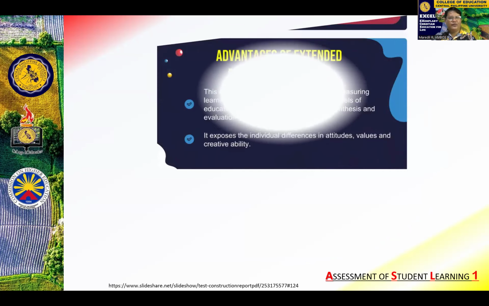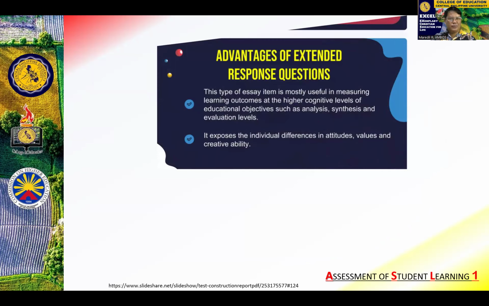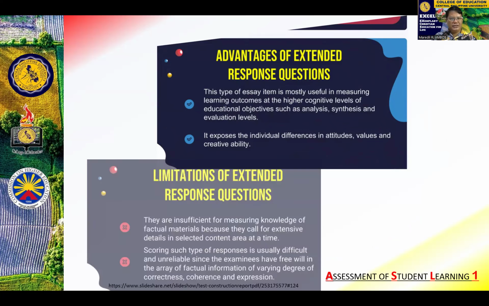For the advantages, this type of essay item is mostly useful in measuring learning outcomes at the higher cognitive levels of educational objectives, such as analysis, synthesis, and evaluation levels, and it exposes the individual differences in attitudes, values, and creative ability.